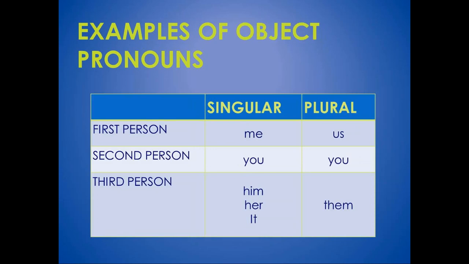Examples of object pronouns. For first person singular, the pronoun is me. For first person plural, the pronoun is us. For second person singular and plural, the pronoun is you. For third person singular, the pronouns are him, her, and it. For third person plural, the pronoun is them.